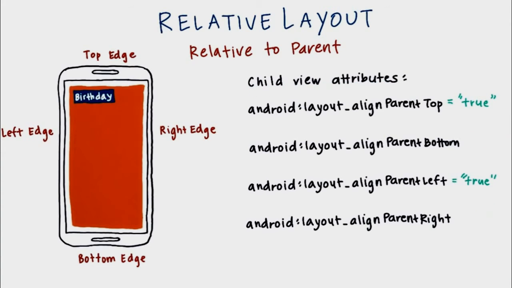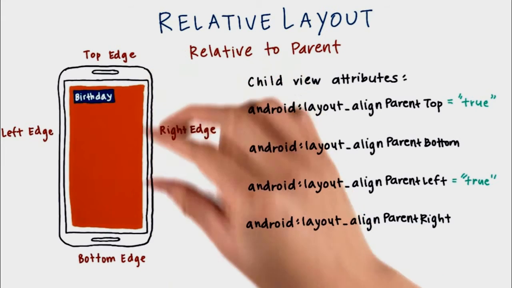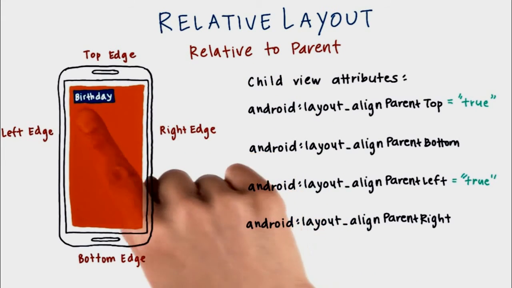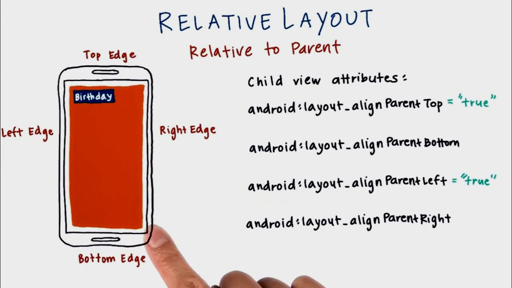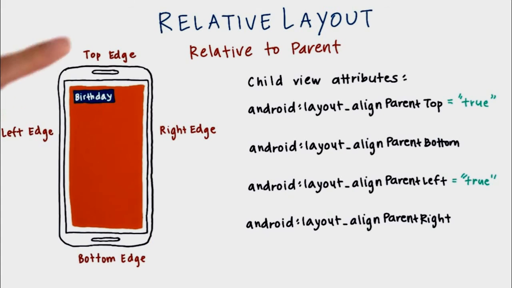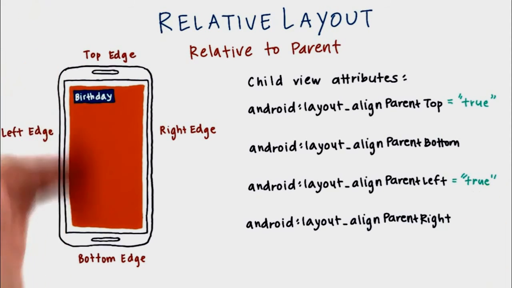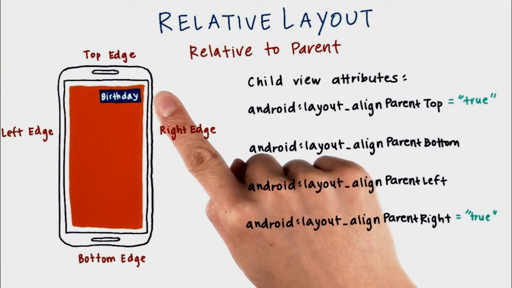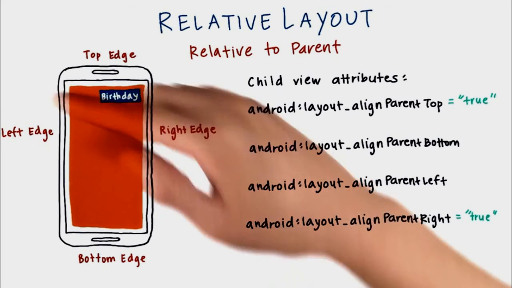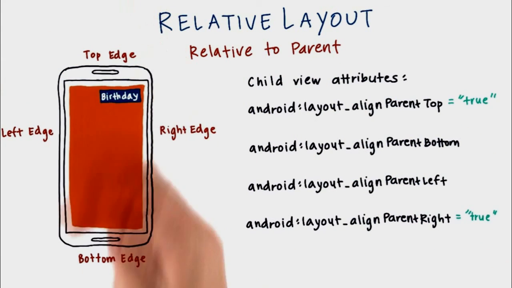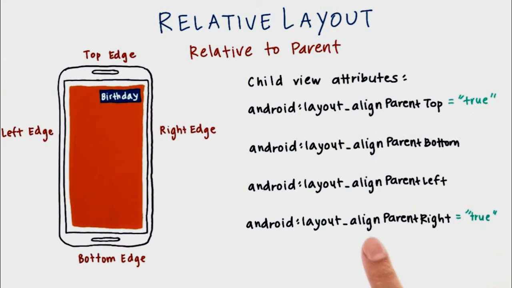In addition to positioning a child at the top portion or the bottom portion of the screen, you can also do specific corners. If we want to position the birthday text view in the top left corner, we say alignParentTop to be true, and then alignParentLeft to also be true. To position a view in the top right corner, we want to align it to the parent's top and right edges. So alignParentTop equals true and alignParentRight equals true.